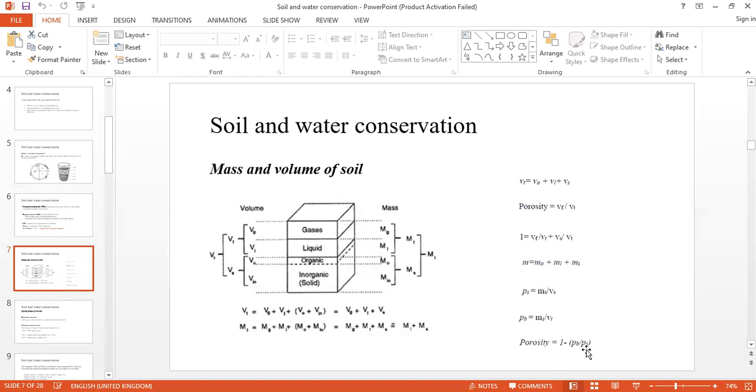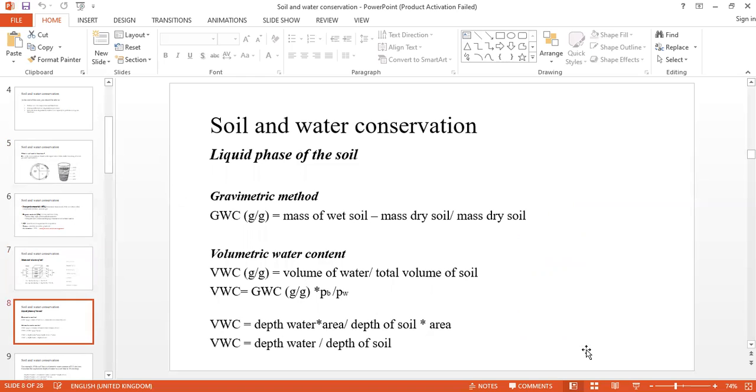Then, for example, if you're given two soils, you're asked, okay, you calculate the porosity for this one and this one, then you ask, okay, what's the consequence? Or why do you think this soil has a lower porosity than this one? Then what can you do to improve such a scenario?